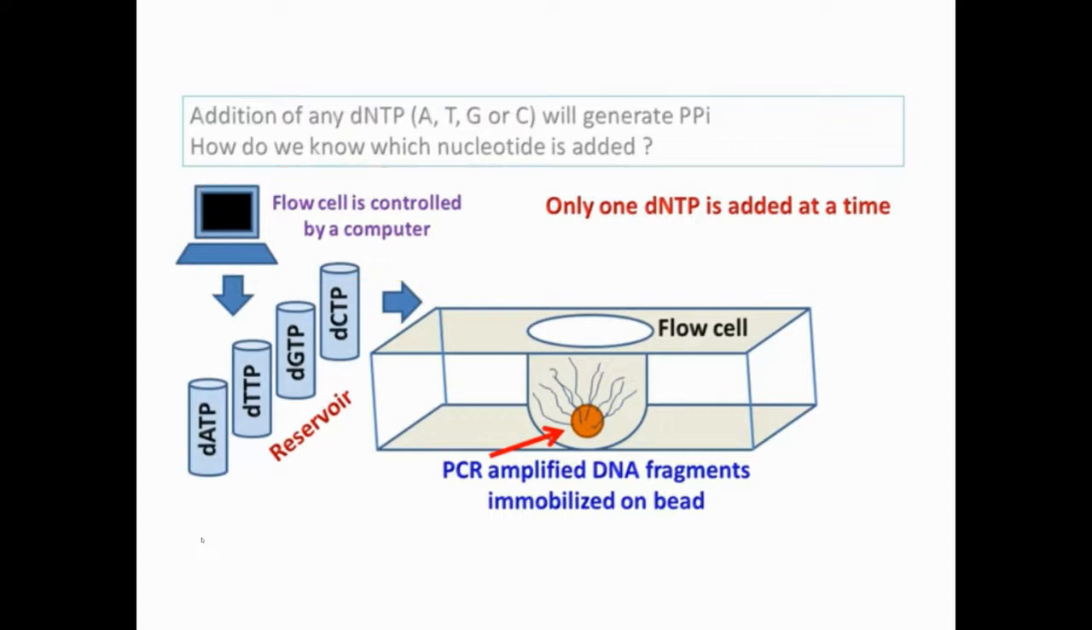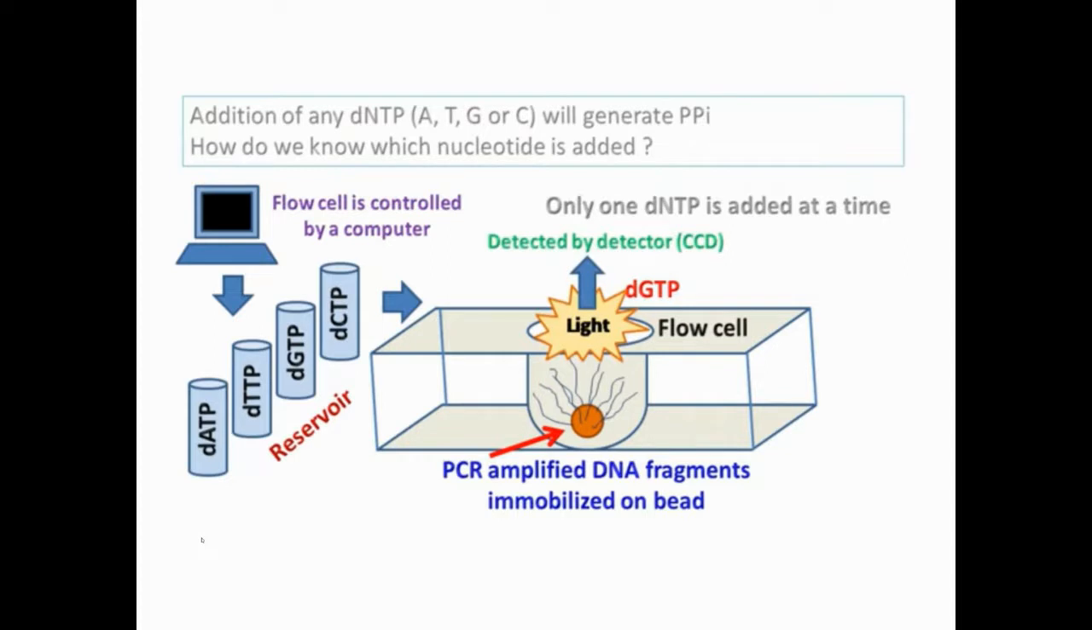Now, because the reagents are coming in and out of the flow cell, the template DNA can be easily flushed out of the cell. To avoid this, the template DNA is immobilized on a bead which remains in the flow cell. Also, there are many copies of the same template DNA generated by the PCR. Because of this, when dNTP is added, a large number of pyrophosphate is released. Hence, the light produced will be intense and easily detected by the sensors.